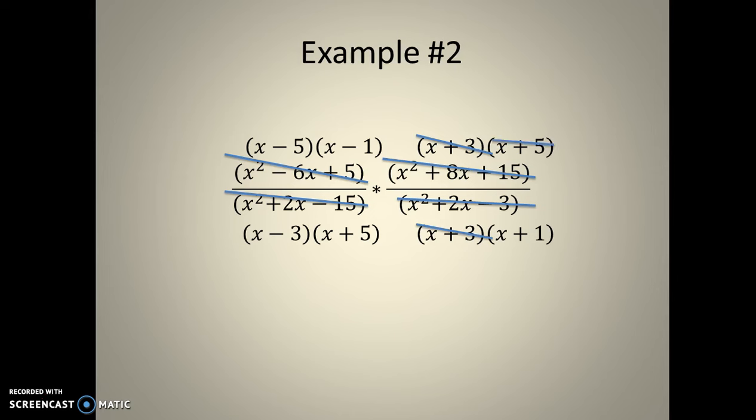And also looking around, it looks like I have an x plus 5 on the top and an x plus 5 on the bottom. Okay, so my final answer is everything I didn't cancel out. x minus 5 and x minus 1 on top, x minus 3 and x plus 1 on the bottom.